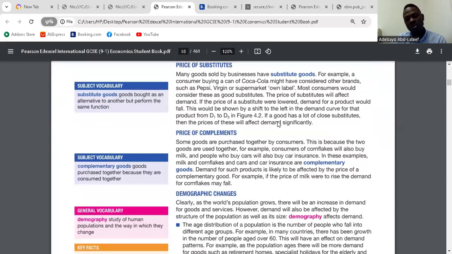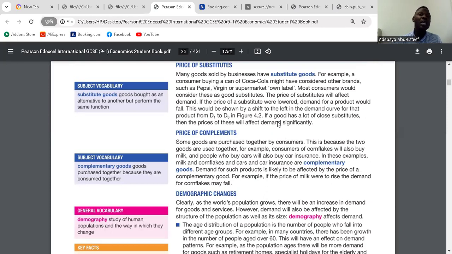Go to price of substitutes. When we talk about price of substitutes, we're talking about goods that are in the same market, competitive goods that are in the same competition, like Coca-Cola and Pepsi. Are you with me? So if the price of Coca-Cola rises relative to that of Pepsi, the demand for Pepsi would rise because the price of Pepsi does not change as the price of Coca-Cola changes. Do you get the point here?